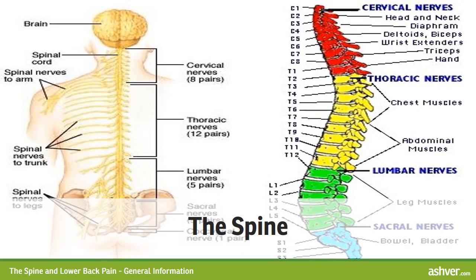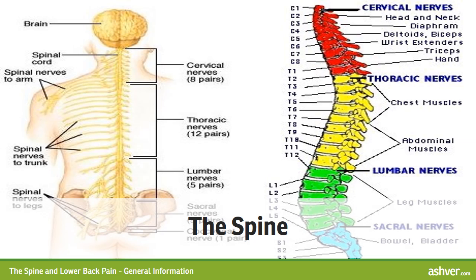The spine. The spine is made up of 33 vertebrae separated by 23 intervertebral discs. Vertebrae are named based on the region where they are located. Cervical vertebrae are located in the neck, thoracic vertebrae attached to the ribs, and lumbar vertebrae are found in the lower back just above the sacrum. There are 7 cervical vertebrae, 12 thoracic, and 5 lumbar.